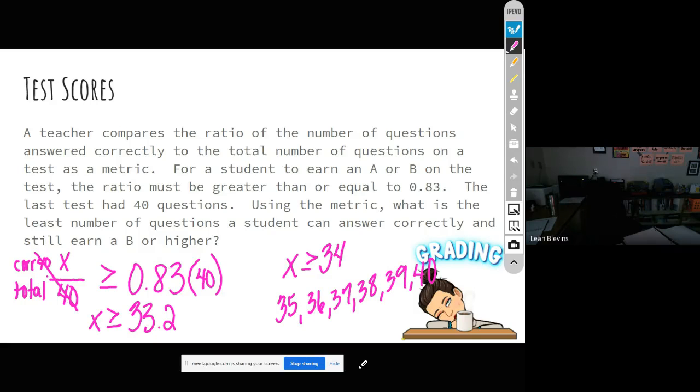It's going to be lower than a B, because they had to have exactly 33.2 questions right to get a B or higher. So if they get 33, that's less than that. That means they're going to have probably a C, right? It's going to be below a B average. So this is using a metric is what this is talking about.